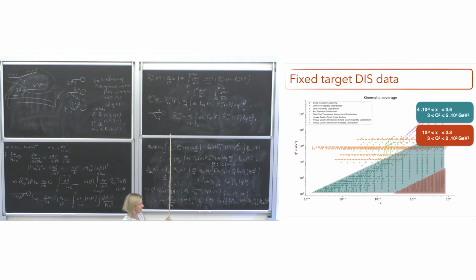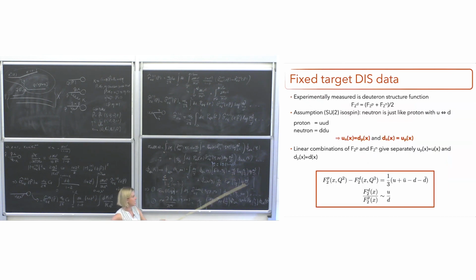We still use in this other corner the old fixed target DIS data, like CHORUS, NMC, SLAC, the very old data. The reason why we like them is that, okay, they have a large uncertainty, but they do give a strong constraint on the PDF. You can see it's a much larger x region and lower Q squared, lower energy. Experimentally they often measure the deuteron structure function, which is a combination of the proton and the neutron.